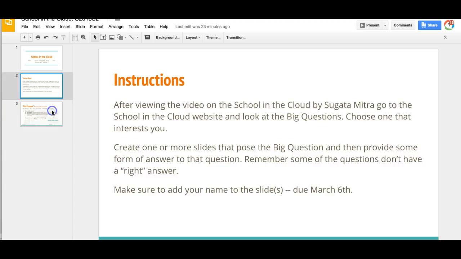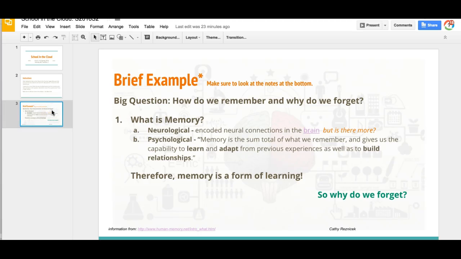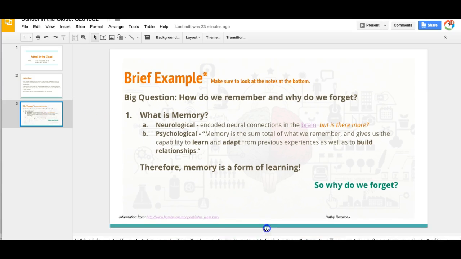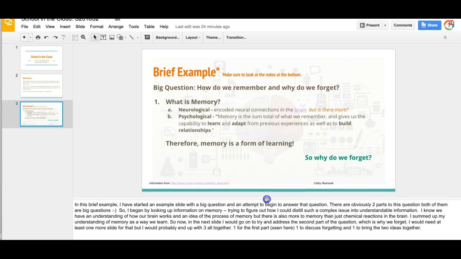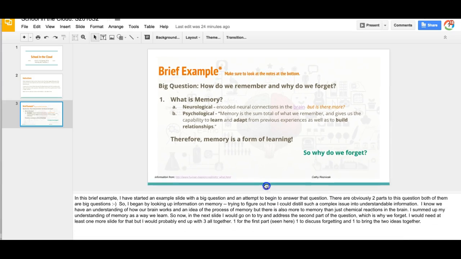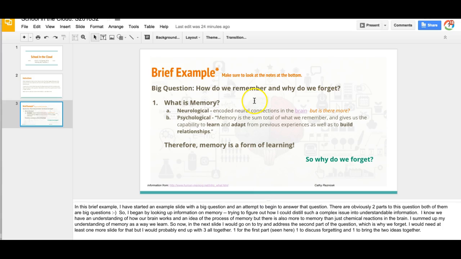So what I did here is I started an example. This isn't necessarily complete, and I'm pulling the bottom up here. So notice right in here I'm pulling this up because I wrote some notes in there. So I chose a big question: how do we remember and why do we forget? And as I wrote in the notes down here, I began by looking up information on memory. I was trying to figure out how I could distill such a complex issue into understandable information.